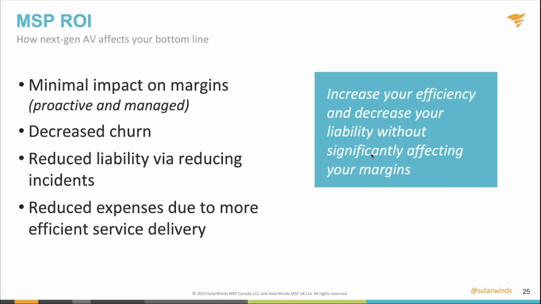And then, of course, again, reduced expenses due to more efficient service delivery, not only in the deployment and the monitoring and the management of the security of those devices, but also the remediation is a huge part of next-gen AV. So by increasing your efficiency, decreasing your liability, you can maintain or increase your profit margins without having to make any big changes to your offerings.